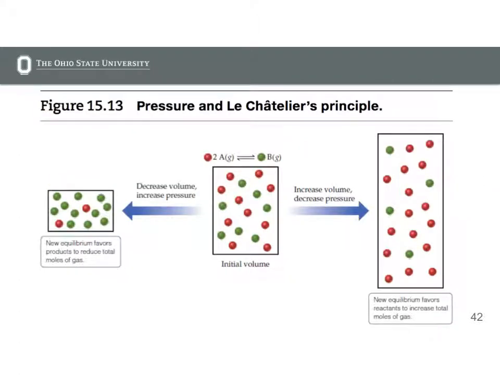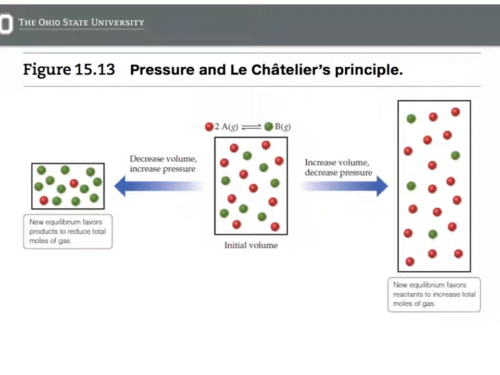So here's a figure that's sort of showing that. A little bit blurry, apologize. So we're going to look at our middle box here first. We have a reaction in equilibrium where we have 2A, which are the red spheres, forming B, which is the green sphere. Okay, and this is an equilibrium, yes?